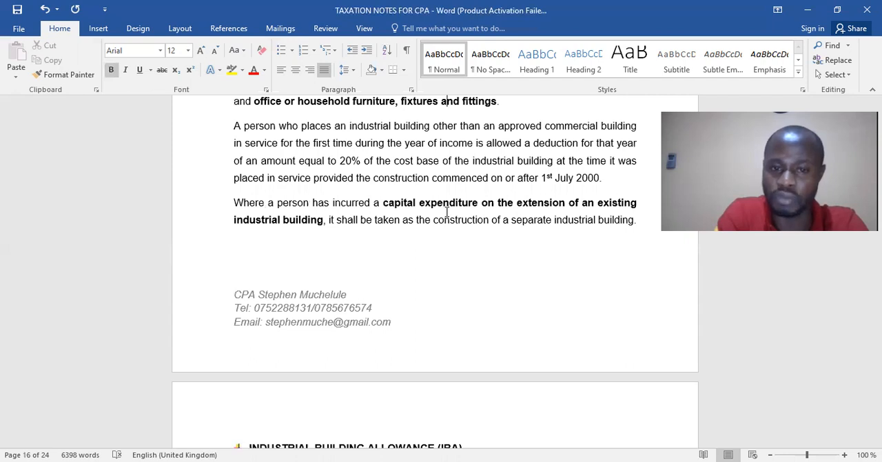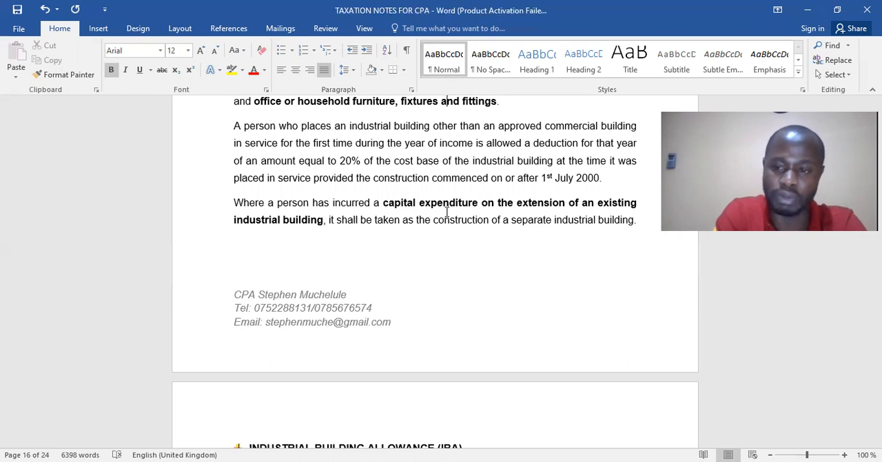5% is industrial building allowance. Industrial building allowance is 5% times the cost of construction of the building, times the number of days the building was put in use in the year or available for use, divided by the number of days in the year. This is the capital deduction on the industrial building.